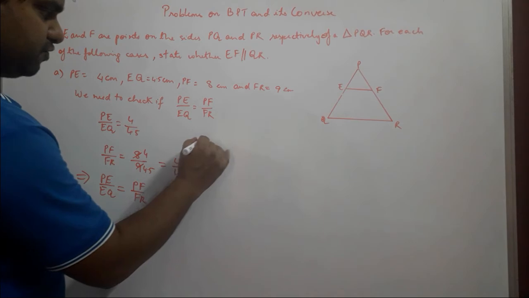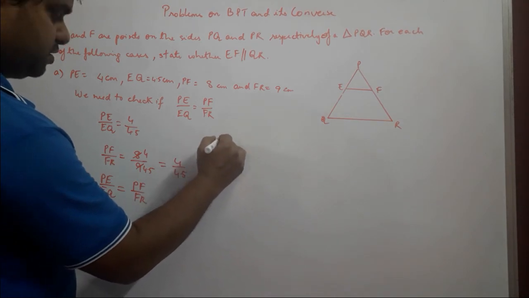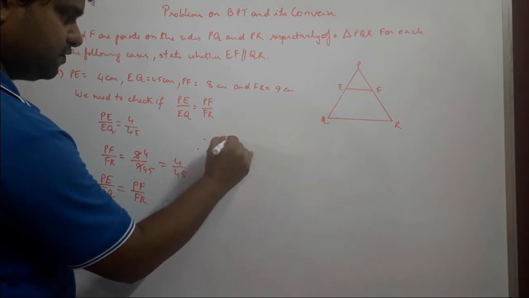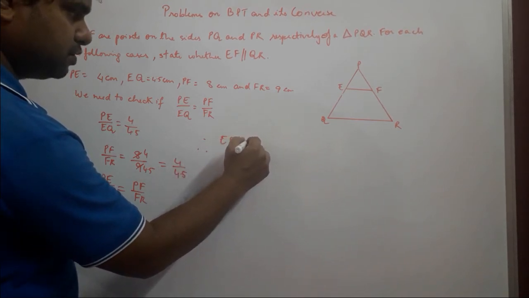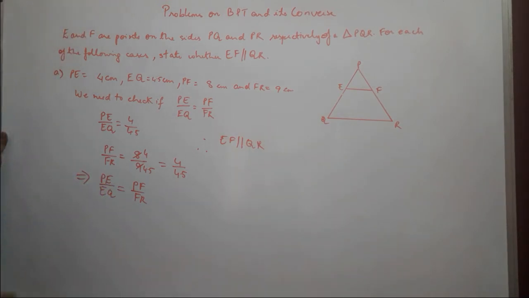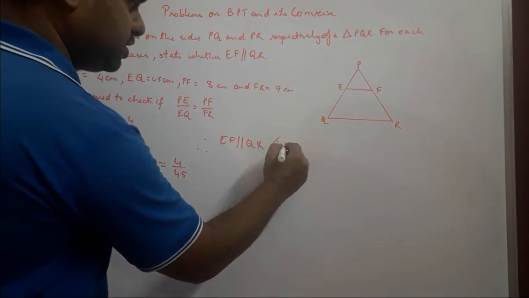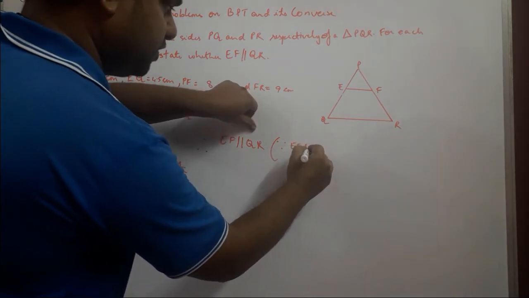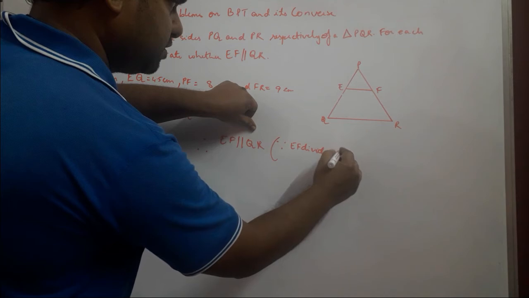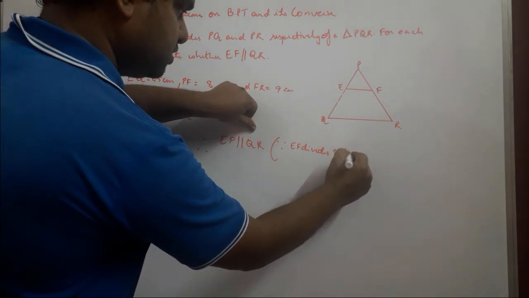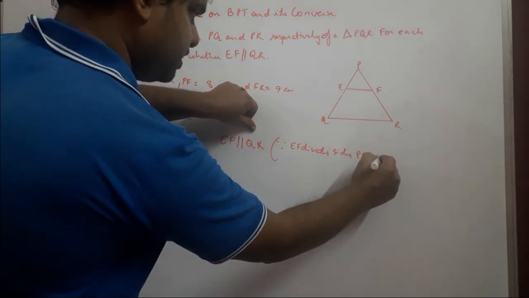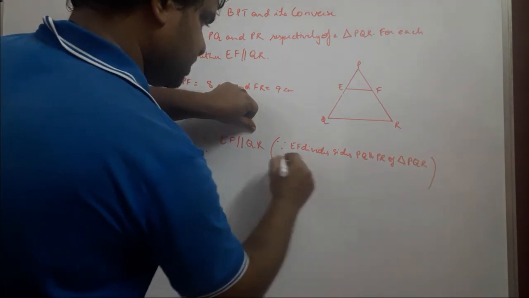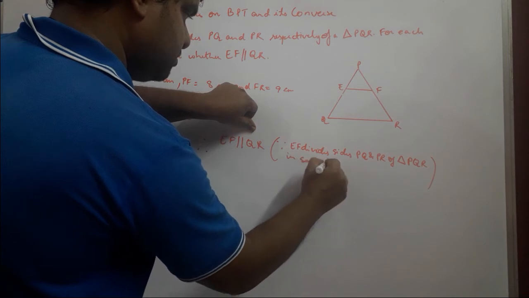So we can say therefore EF is parallel to QR. Why? Since you can say that EF divides sides PQ and PR of triangle PQR in same ratios.